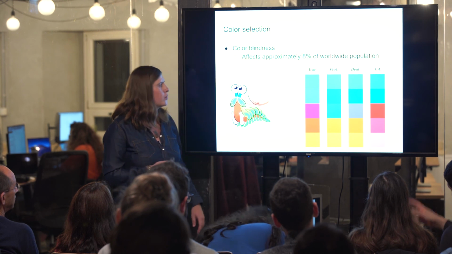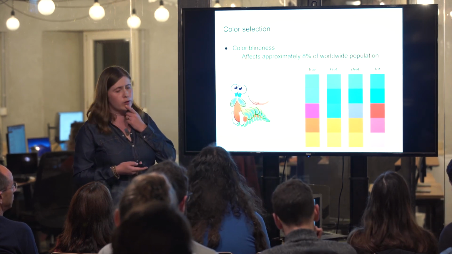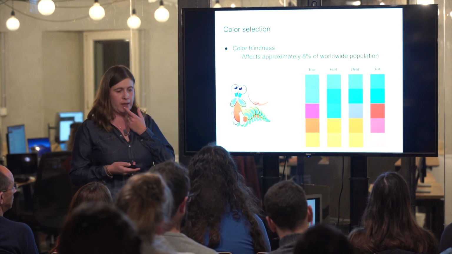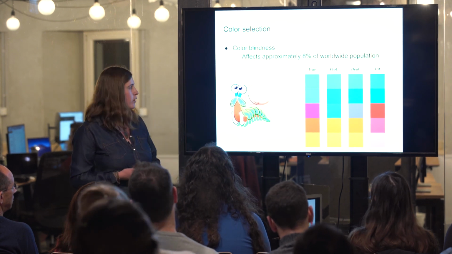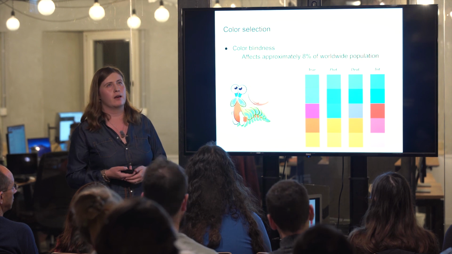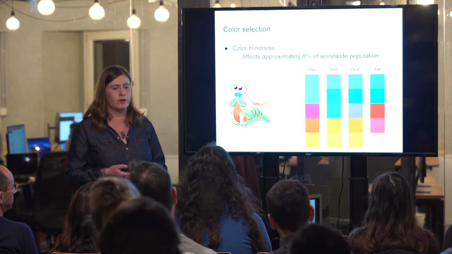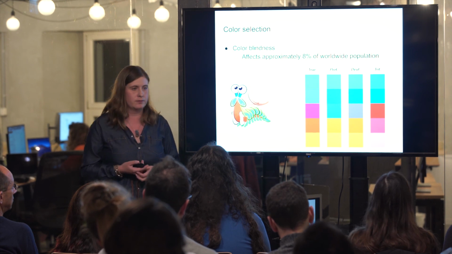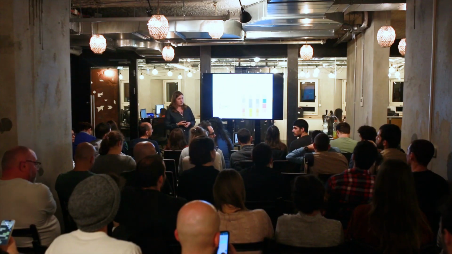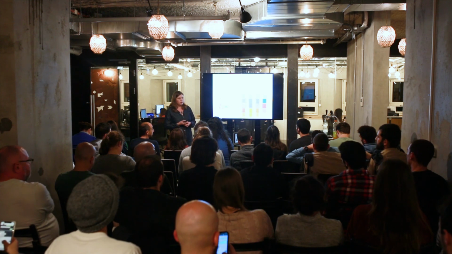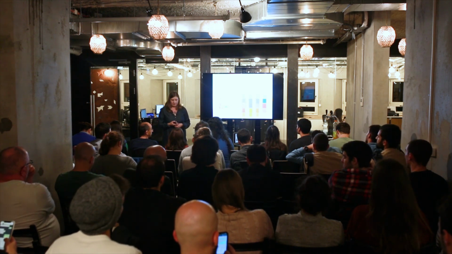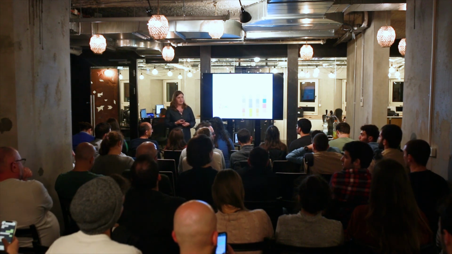So the most common one, which affects mostly men, because it's on the X chromosome, is about 5% or 7% of the male population in the world. It's the second from the right. Red-green color blindness.